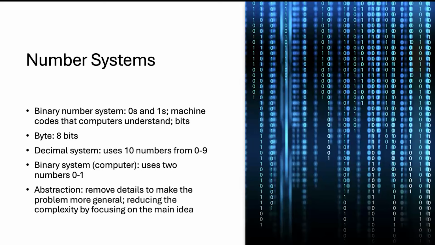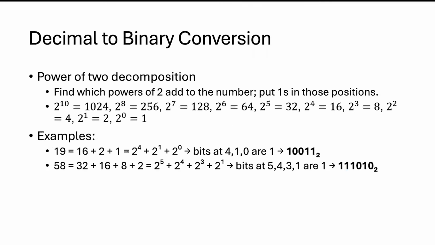So of course, that's a special way. We need to understand how to convert from decimal to binary and then binary to decimal. The whole idea behind the number system is called abstraction, where we want to remove all the details and make the problem more general. So let's take a look at some examples of how we convert from decimal to binary and binary to decimal.